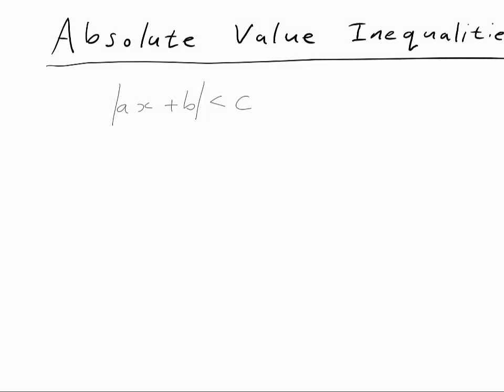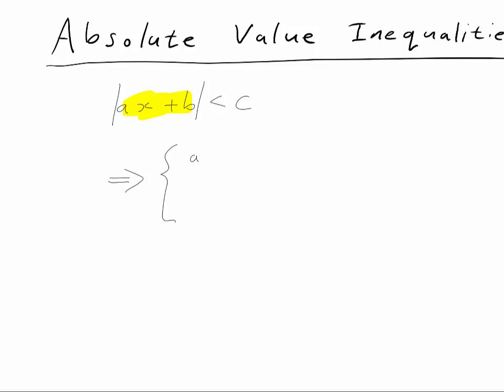Okay, so today we're going to go over the absolute value inequality. An absolute value inequality that we'll be looking at will be in terms of a linear expression that's having the absolute value taken of it, and it will be less than some number c. So we have |ax + b| < c. What does this mean? Well, this is really two different expressions.